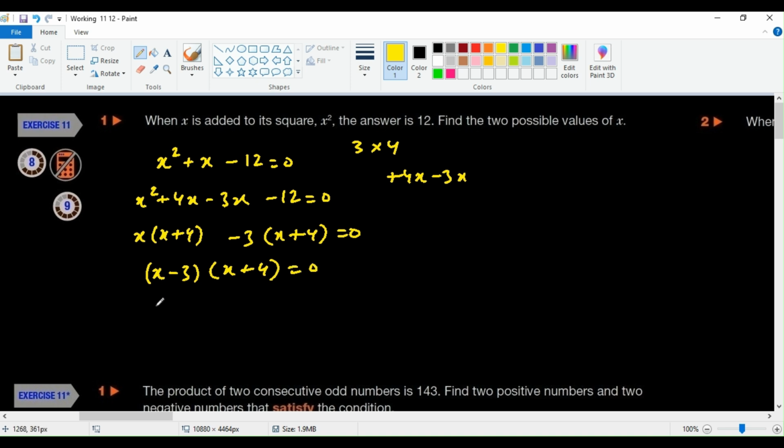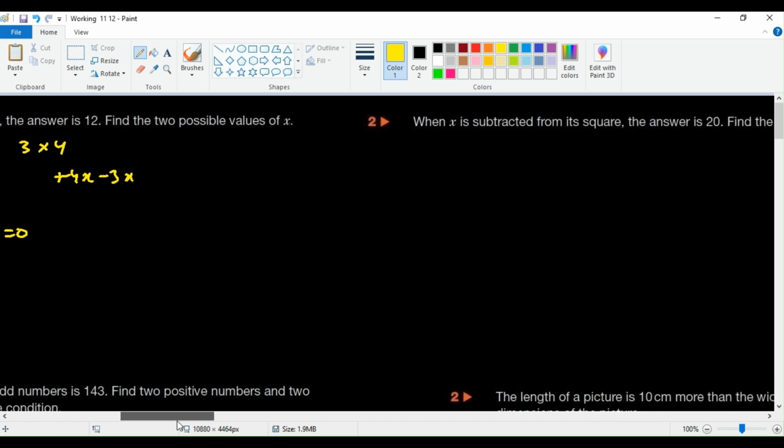This also means that x minus 3 is equals to 0 and x plus 4 also equal to 0. That means x is equals to 3 and x is equals to minus 4. So these are the two possibilities to have this equation.